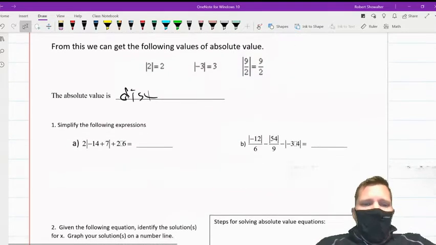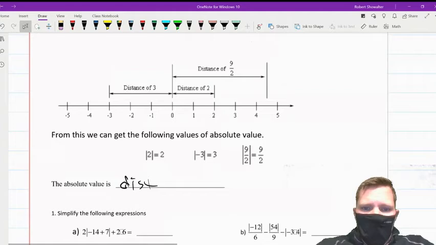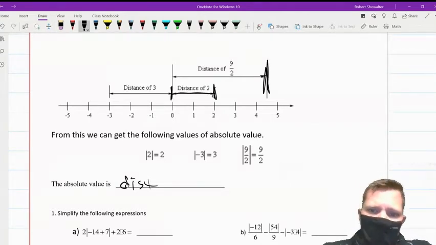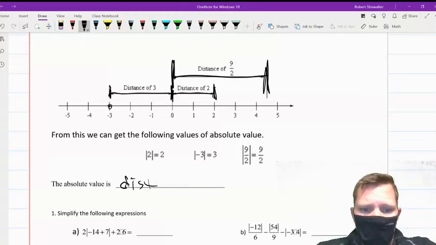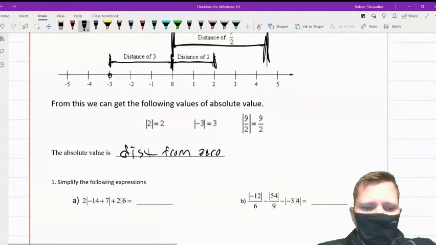So essentially, absolute value is the distance from 0 on the number line. If I have the number 2, the distance from 0 is 2. If I have the number 9/2, the distance from 0 is 9/2. If I have -3, that distance from 0 is +3. Okay? So distance from 0 is the definition of what an absolute value is.